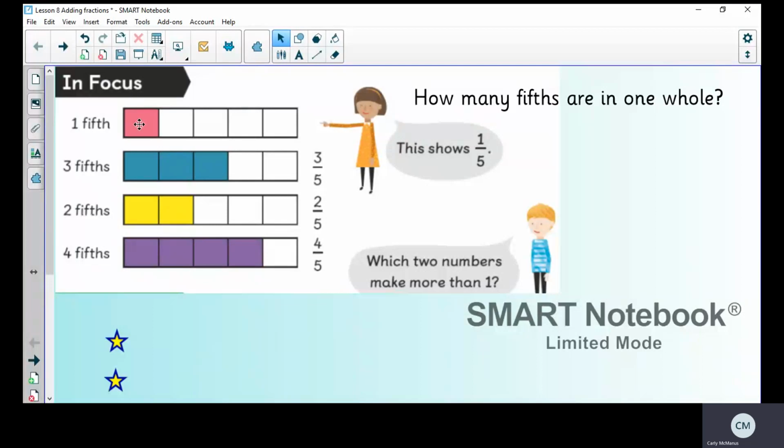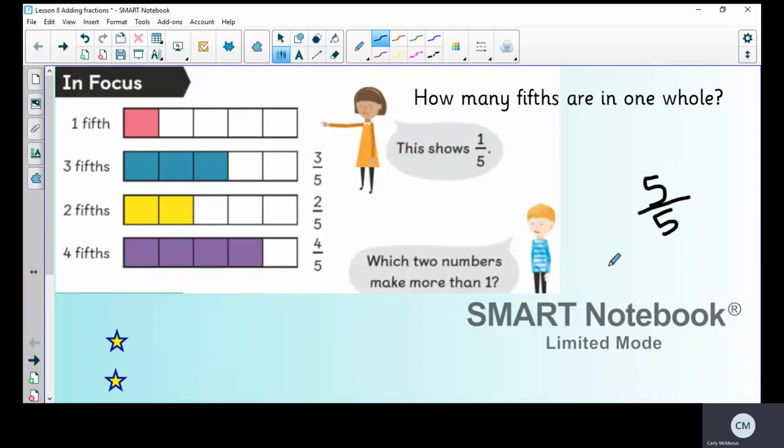Here, look, you've got 1/5 because this bar is split into 5 and 1 is coloured. This is 3/5, 2/5, 4/5. So a whole would be 5/5. When the denominator and the numerator are the same, that is the same as one whole.